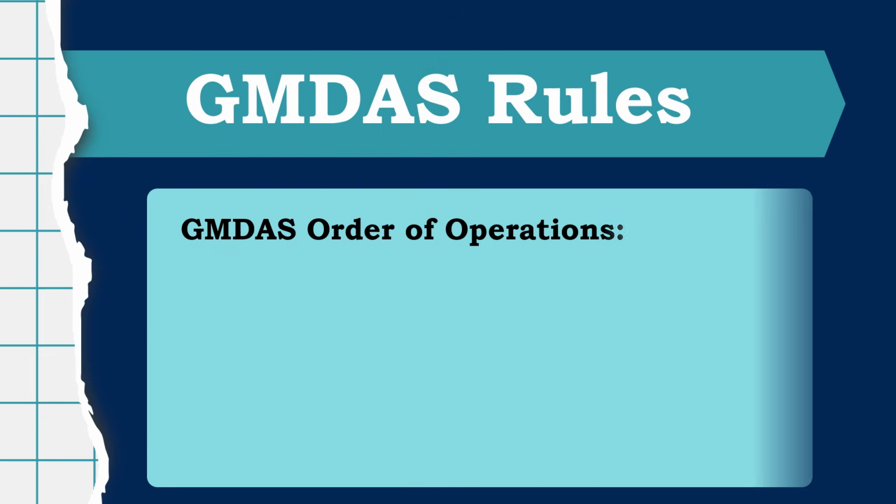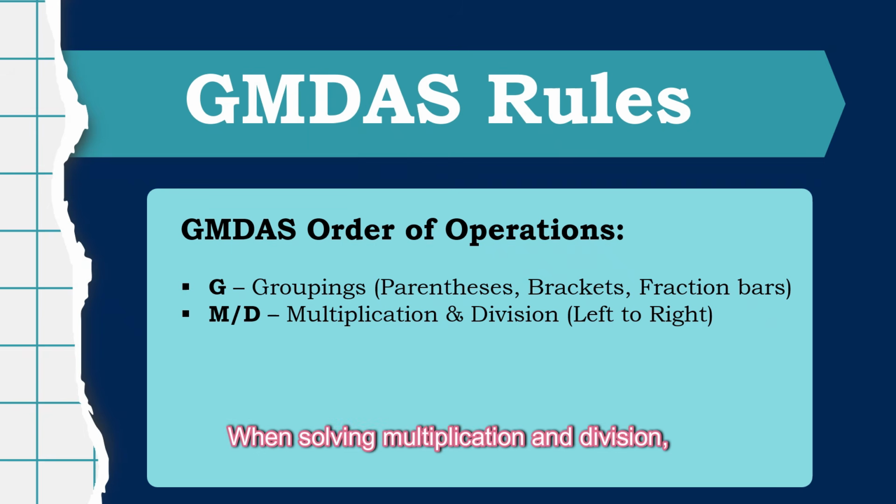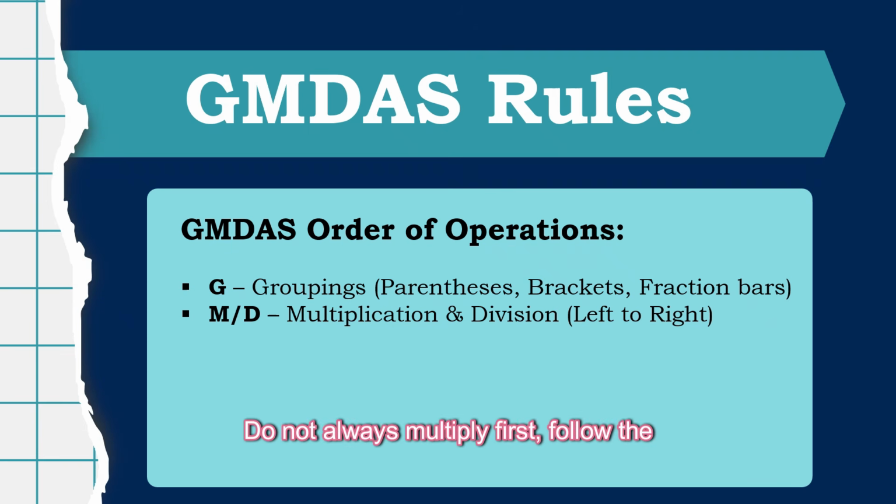GMDAS rules. GMDAS order of operations. The first step is solve inside the grouping symbols. It can be parentheses, brackets, or fraction bars. Second step, multiplication or division. When solving multiplication and division, always work from left to right. Do not always multiply first. Follow the order as it appears.